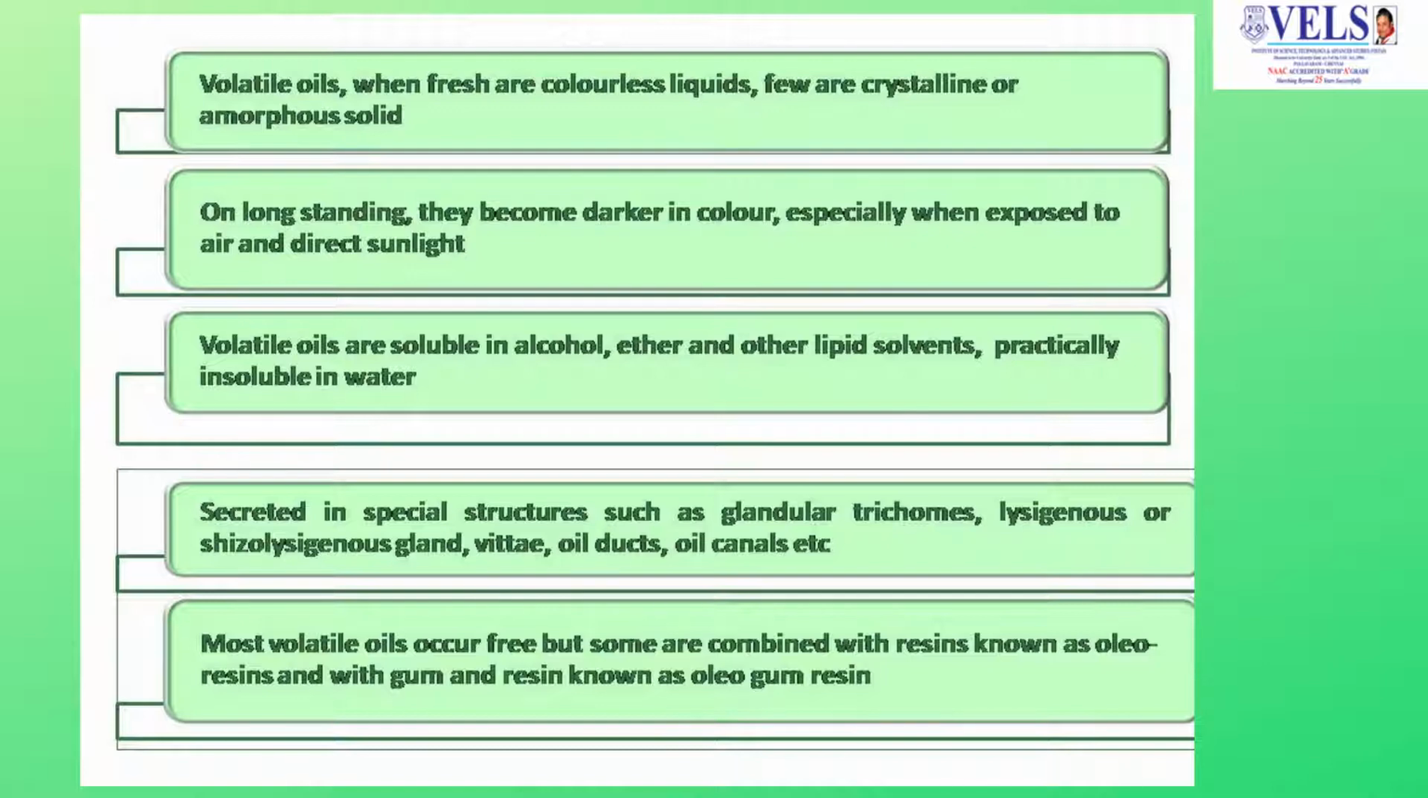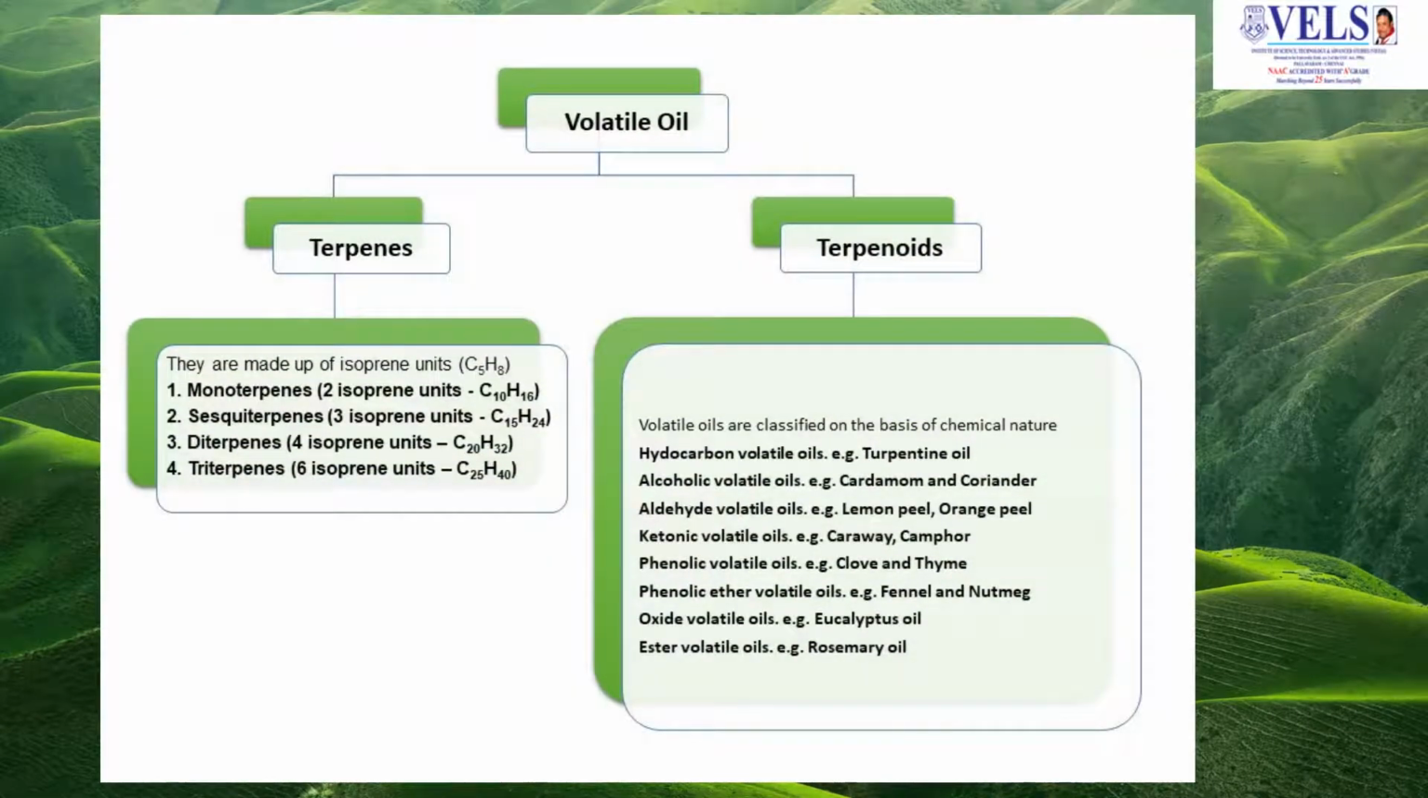Mostly volatile oils occur in free state and in combined state. When it is combined with resin, it is known as oleoresin, and with gum and resin, it is known as oleogum resin. Chemically, volatile oil is a combination of terpenes and terpenoids. Terpenoids are the oxygenated derivatives of terpenes.